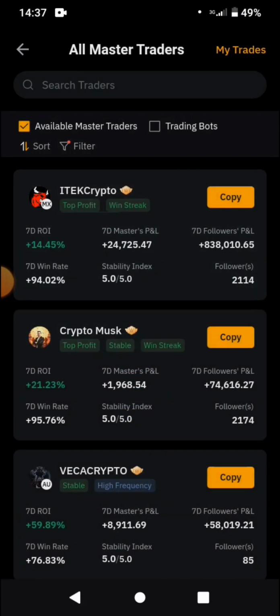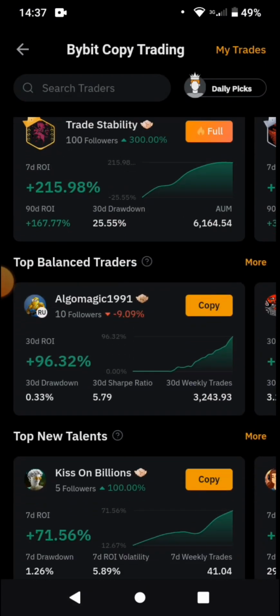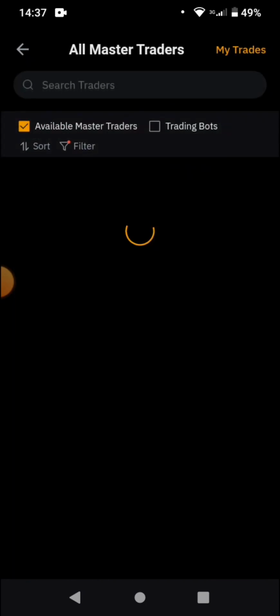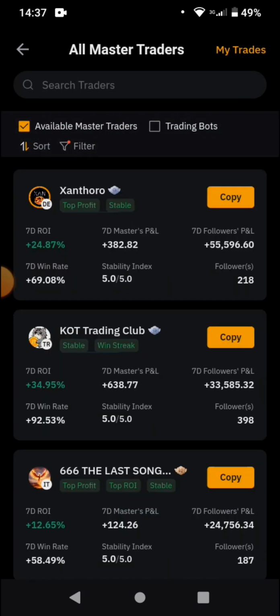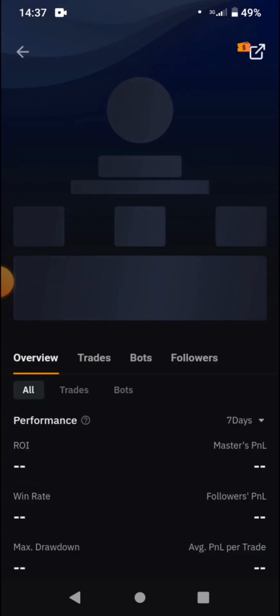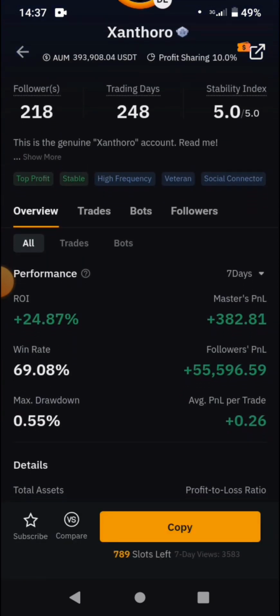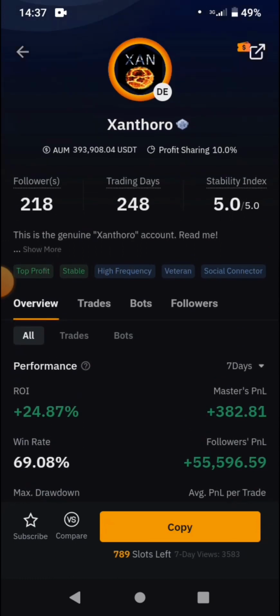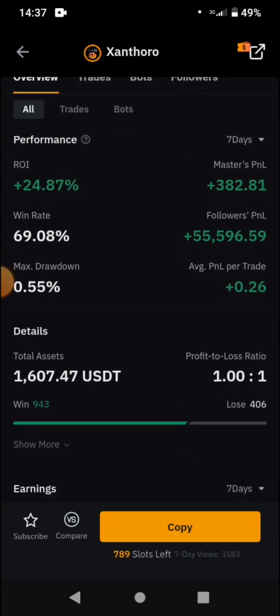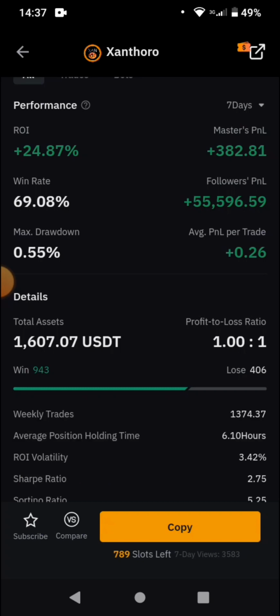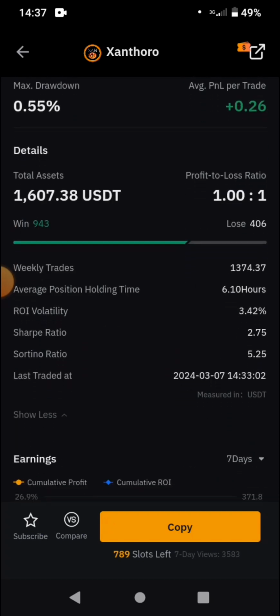Okay, so let's go again for the other type of traders. The second type is top balance traders. Okay, these are traders that can manage your positions or your cash. All right, so you see this is 218 followers, 248 days, and this is 10% profit sharing as well. He has won 943 trades, and lost 406.